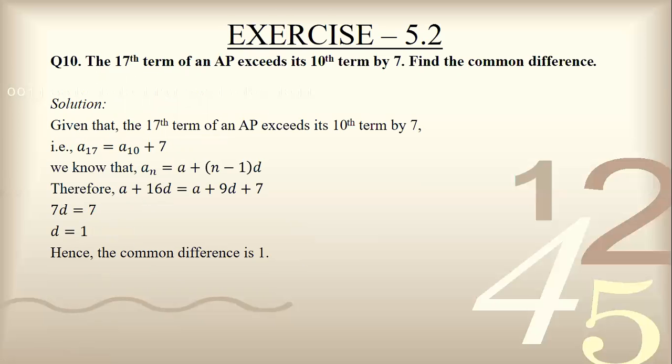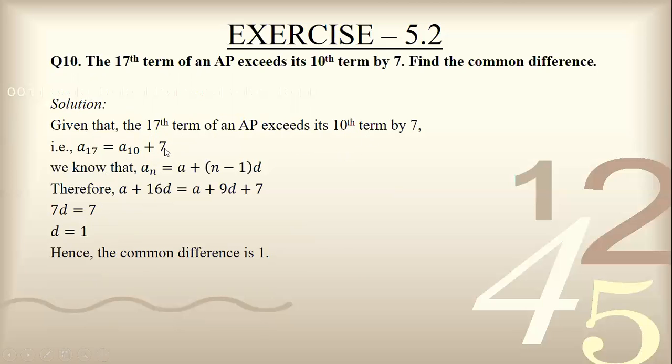Now, a little bit different type of question. The 17th term of an AP exceeds its 10th term by 7. Find the common difference. Given that the 17th term of an AP exceeds, meaning it is more than its 10th term by 7. That means the 17th term exceeds, as I told you, adding to the 10th term, A10, by 7.